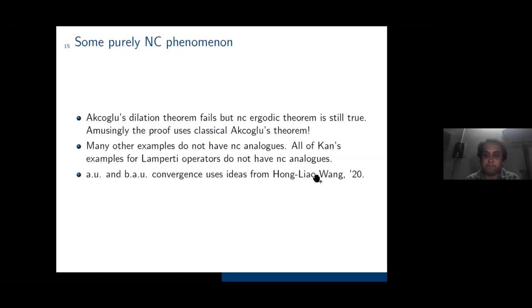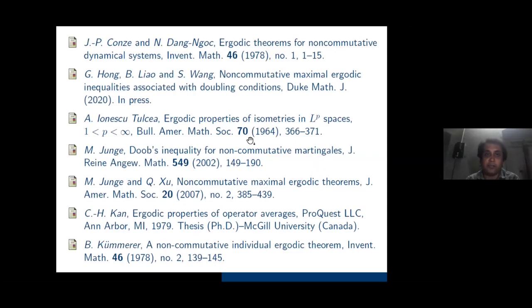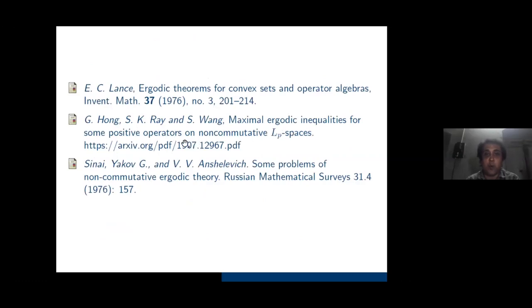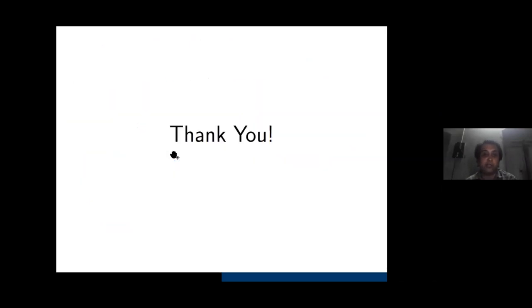So here are some references. This is Conze, this is Hong, Liao and Wang, this is Ionescu-Tulcea, and this is Junge, and this is our paper, which is on arXiv. You can see this is the first paper, I think one of the major papers, in this direction.